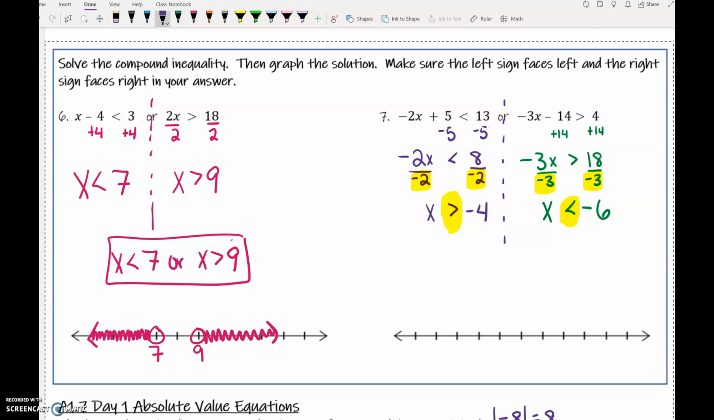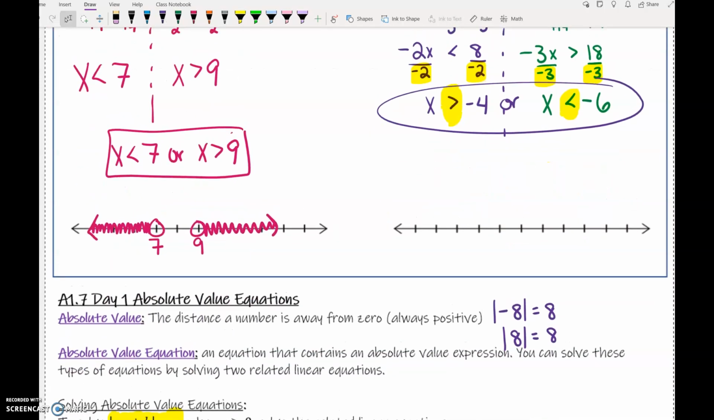Now, some teachers are super picky, and they want the smaller number, -6, to be written on the left side. I really don't care about that. As far as I'm concerned, these are your two answers. Put the word or in between them. What's important to me is, if you get this answer, can you put this onto the graph correctly? So, remember, this one, it might be helpful to put 0 on there. -4, -6.